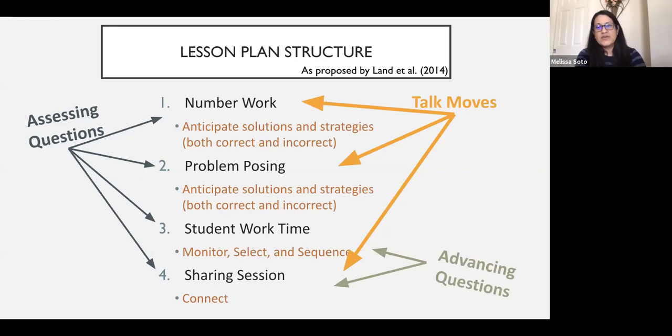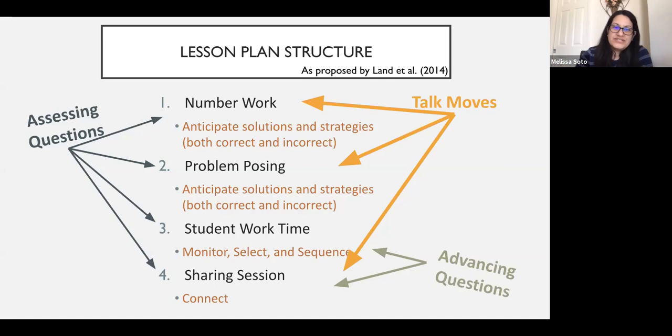As you can see throughout all of these structures and these different points in time, we are constantly asking questions. We can ask these assessing questions at each different moment in time. We can engage kids in each other's ideas by asking some talk move questions. And then we can also ask some advancing questions during the student work time and the sharing time.